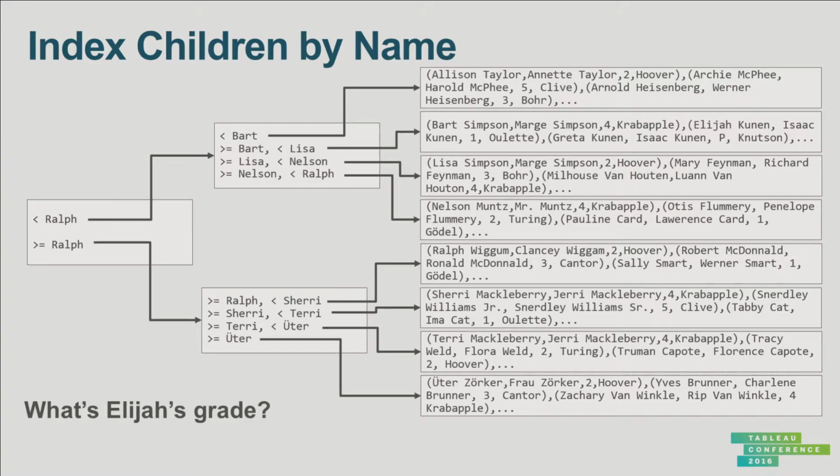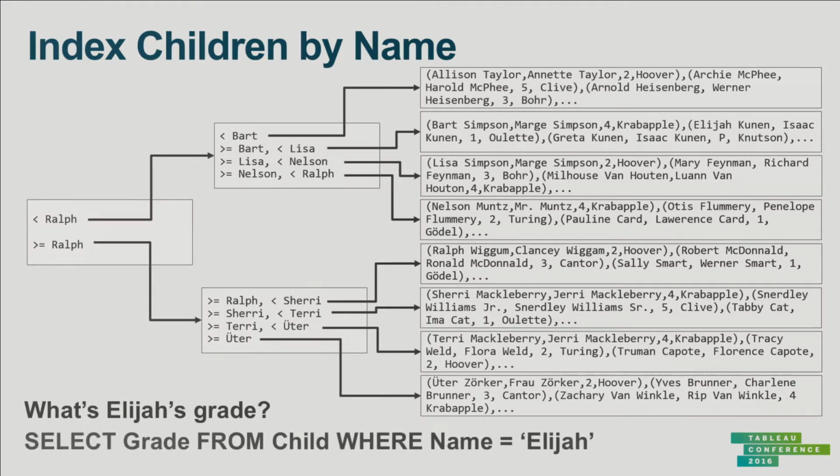Let's say I had a question. What's Elijah's grade? Here's the SQL query for it. Select grade from child where name equals Elijah. And yes, I can put it all in one row. That's fine. How do I do this?